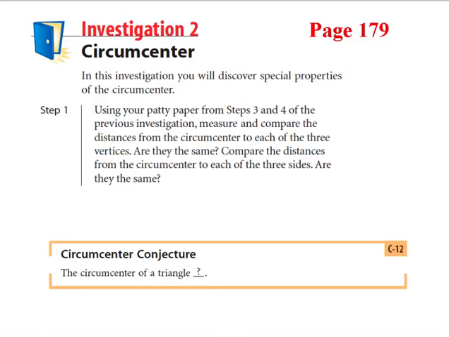Wait, no, that's 3.5. So compare the distances from the vertices. Are they the same? What'd you find? Yes. Now I want you to compare the distances to each of the 3 sides. So you did the 3 vertices first. You should have found that those are the same. Now you're going to do the circumcenter to the sides.